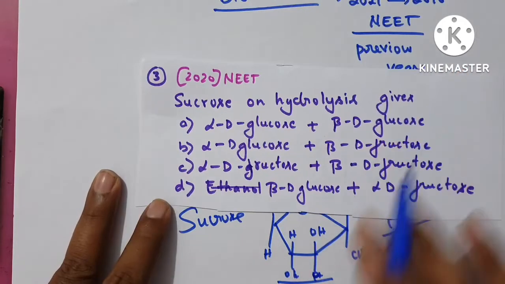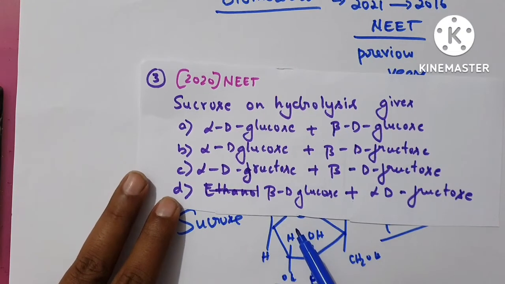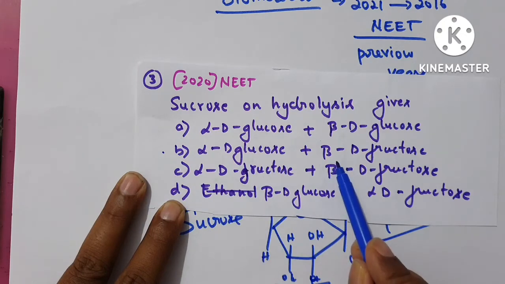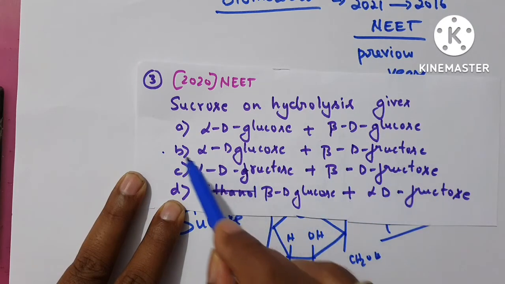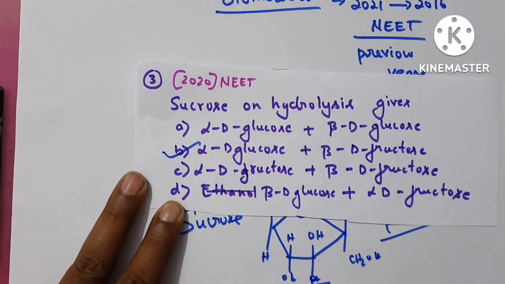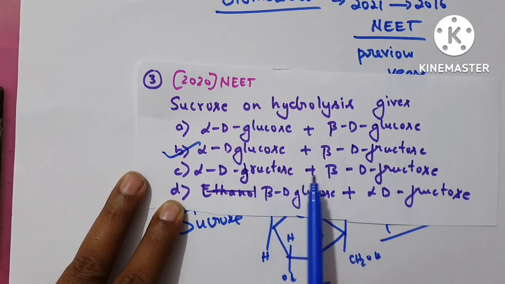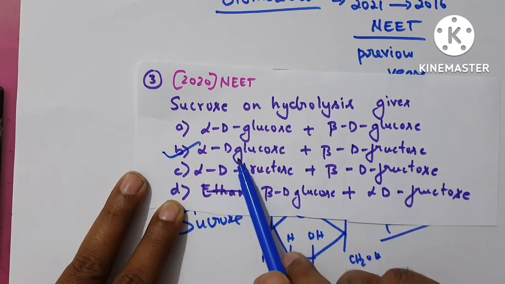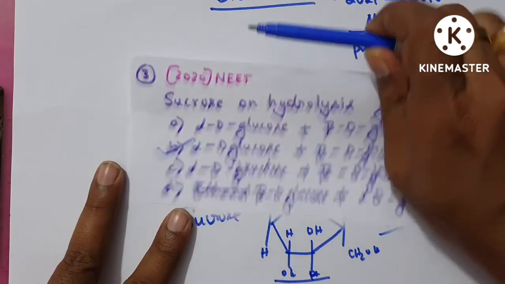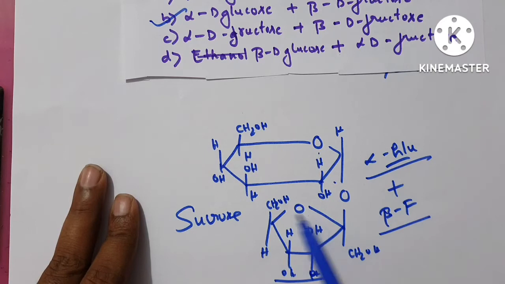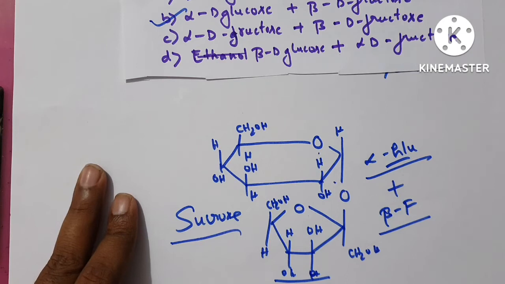Therefore, if you observe in the options, here it is alpha D glucose and one beta D fructose, which is going to give you sucrose. So sucrose is possible because of alpha D glucose and beta D fructose. Here it is fructose, it's not possible. Beta D glucose, no. You can observe in this structure, children, this is an alpha glucose and this is a beta fructose, which will give you sucrose. Well, let us go for the next question.